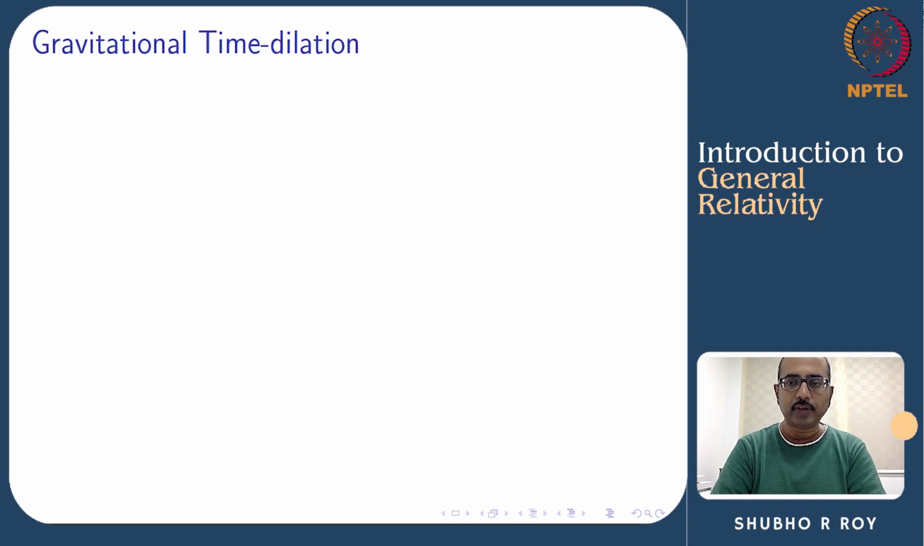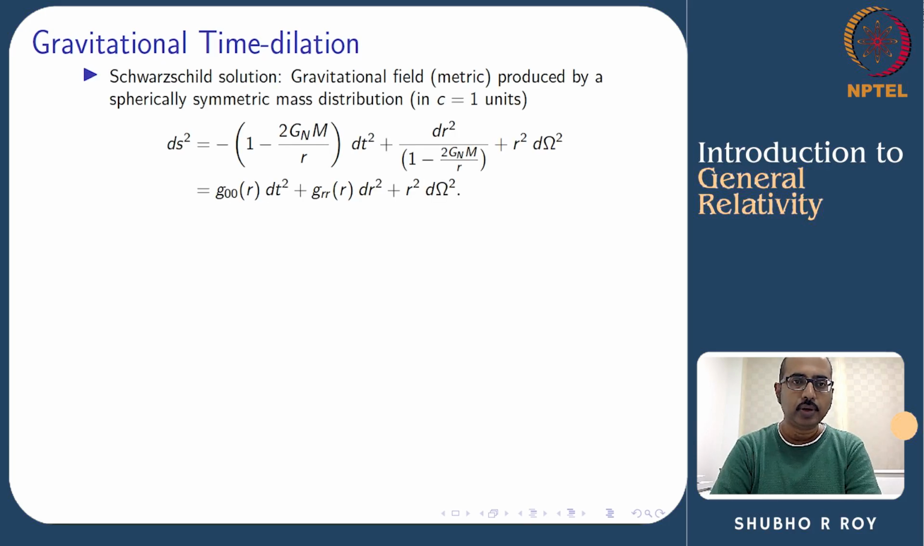Okay, let's first discuss gravitational time dilation. So let's recall the Schwarzschild solution, which is the gravitational field or space-time metric produced by a spherically symmetric mass distribution. In units in which the speed of light is 1, the Schwarzschild metric appears like this.